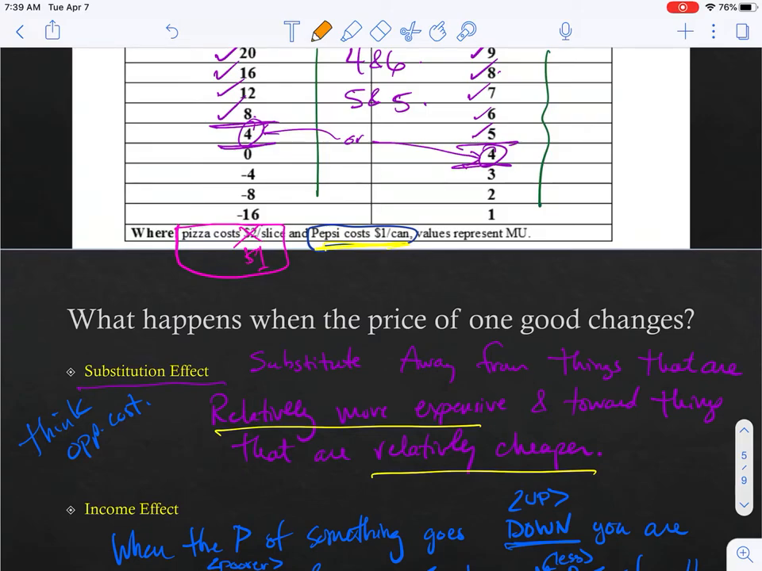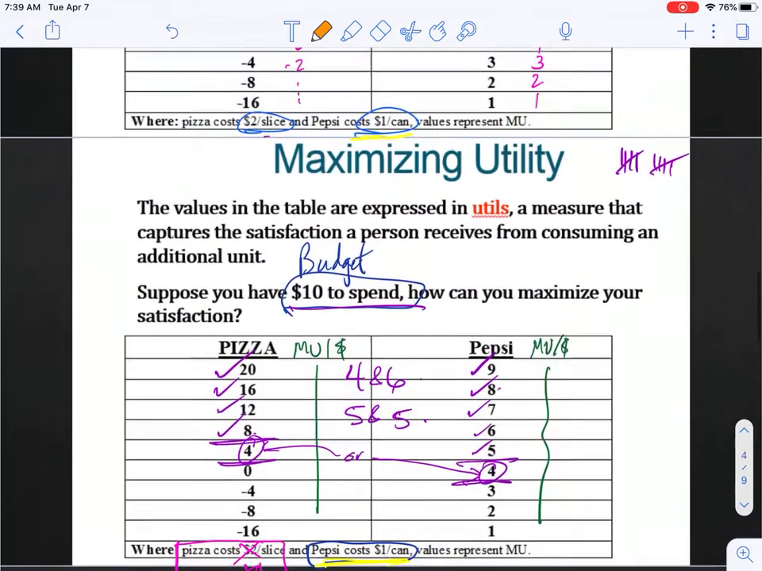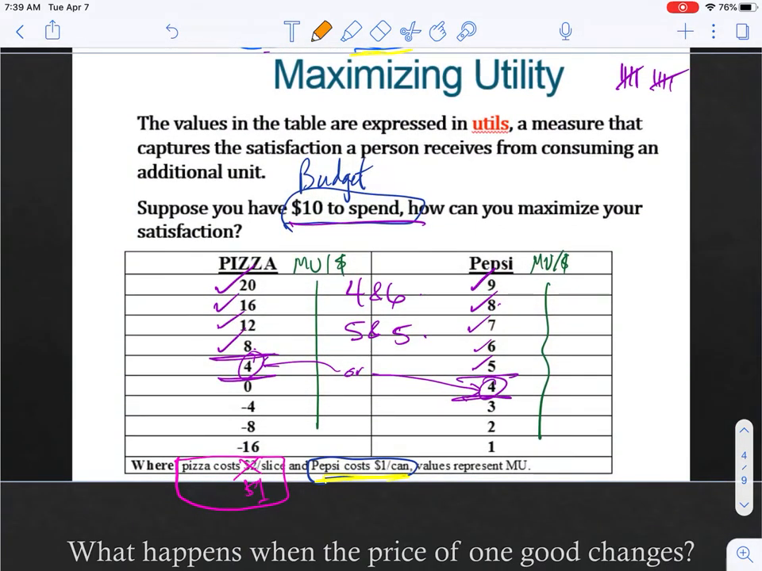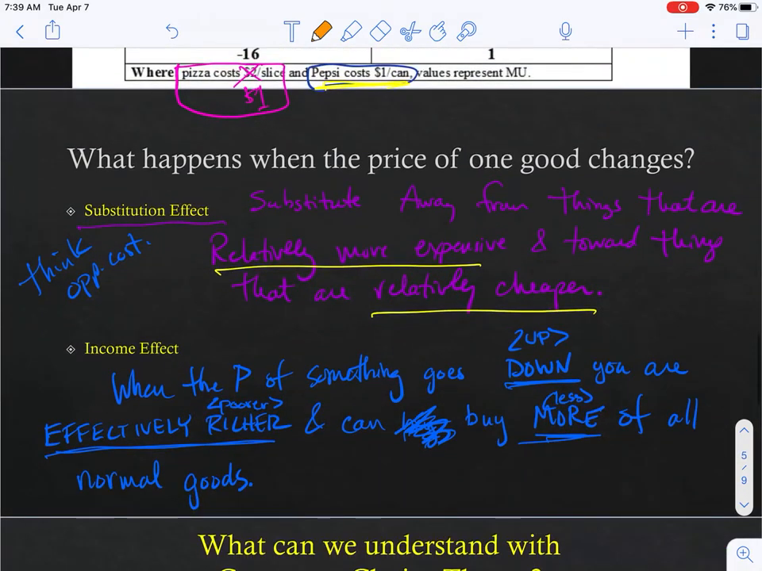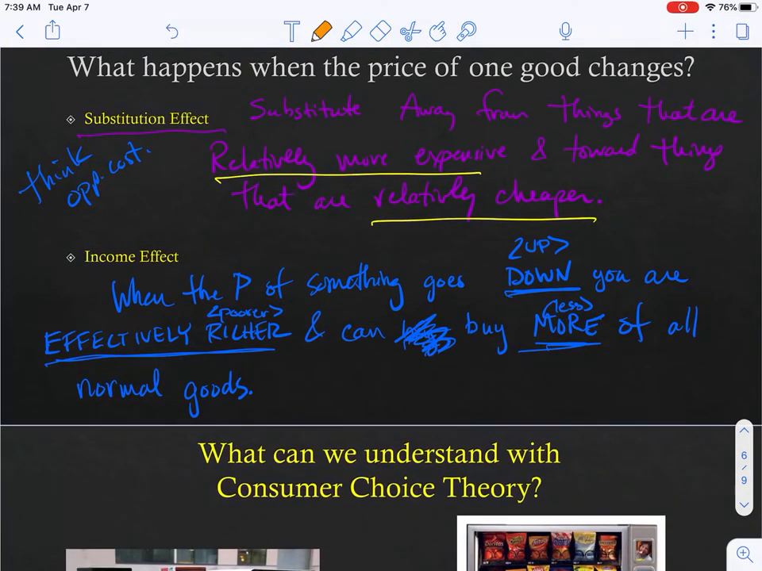So we go back down to here and look at this. The substitution effect says you should substitute away from things that are relatively more expensive and toward things that are relatively cheaper. The substitution effect would say you should consume more pizza and less Pepsi, because pizza is now relatively cheaper and Pepsi is relatively more expensive. So the substitution effect says more pizza, less Pepsi.